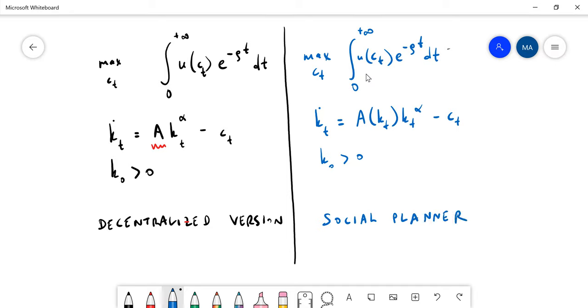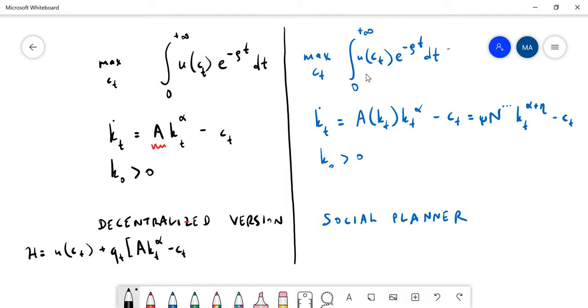And now, of course, this can be written further as phi sub c. So when we write that, there's something that depends on n. I don't remember the exponent here, but eventually we have this, right? Alpha plus beta. So if you write the Hamiltonian for this economy, you have u(c) plus q, right? A k_t^alpha minus c_t.